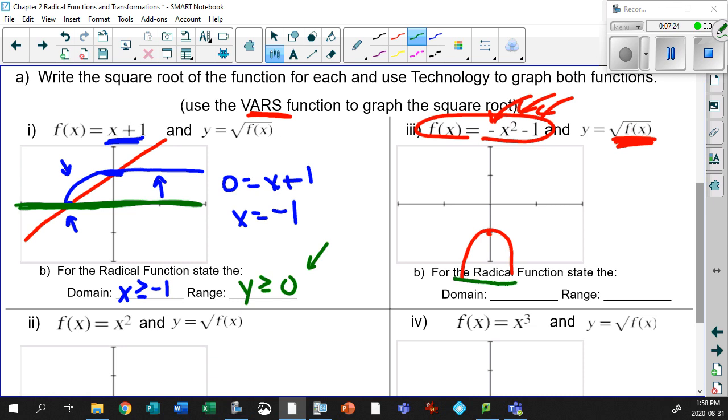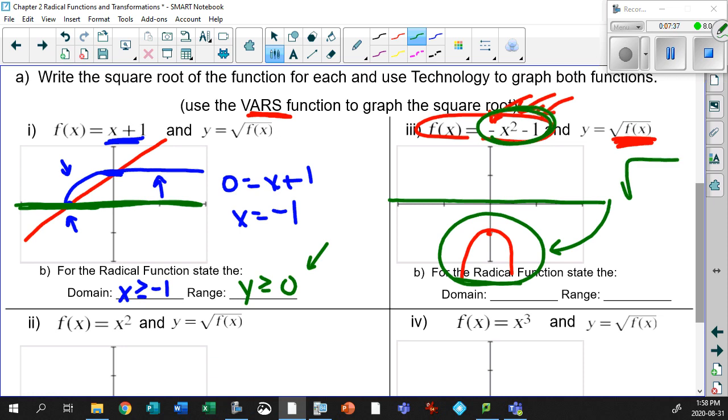Isn't the entire function below the x-axis? So in fact, this entire function will always be negative. Question: can you square root a negative? Well, the answer for that, hopefully, is no, you can't. So the domain for this does not exist. The range for this does not exist.